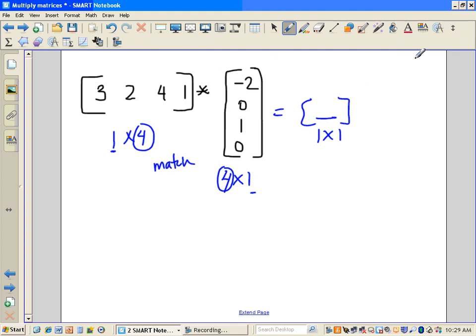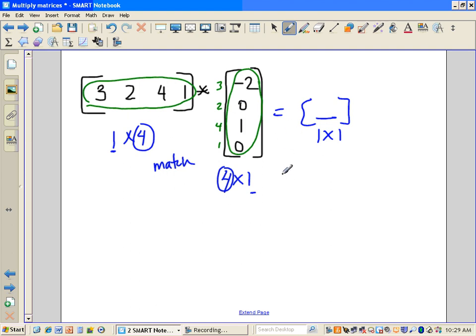If I do this row multiplied by this column, I'm going to match up the first with the first, the second with the second, the third with the third, and the fourth with the fourth. So sometimes I think it's really helpful for people to write those numbers out. So the 3 matches here, the 2 matches there, the 4 matches there, and the 1 matches there. And I'm just going to multiply these.